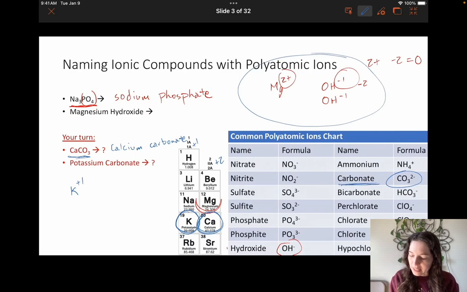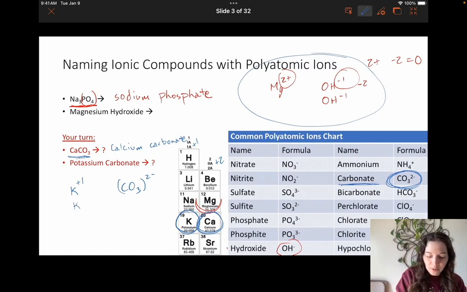Carbonate's over here. It's got a 2- charge on it. So CO3, and it's got a 2-. So in order to make these equal out to 0, we're going to need another potassium. And that will give us 2+ to equal out our 2-, which means that our formula for this is going to be 2 potassiums and 1 carbonate for that reason.